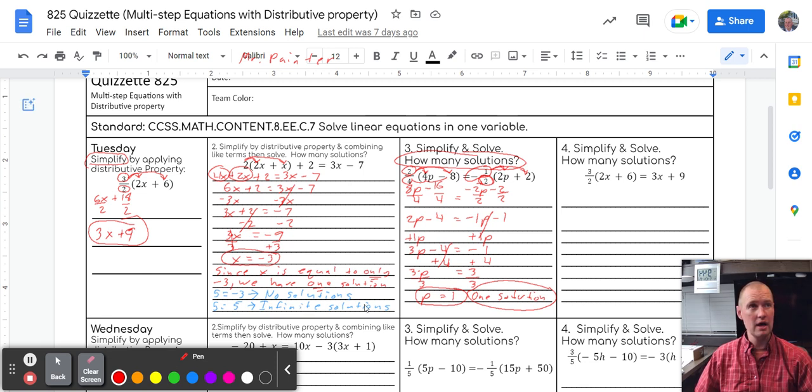All right, number 4. Last one. Simplify and solve. How many solutions? We have 3 divide 2 multiply into 2x plus 6 equals 3x plus 9. Here we go. We're going to take our 3. We're going to multiply into the parentheses. All right, here we go. We got 3 times 2 is going to be 6x. Give yourself a space so that way you can go ahead and carry down your fraction. 3 times 6 is going to be plus 18.